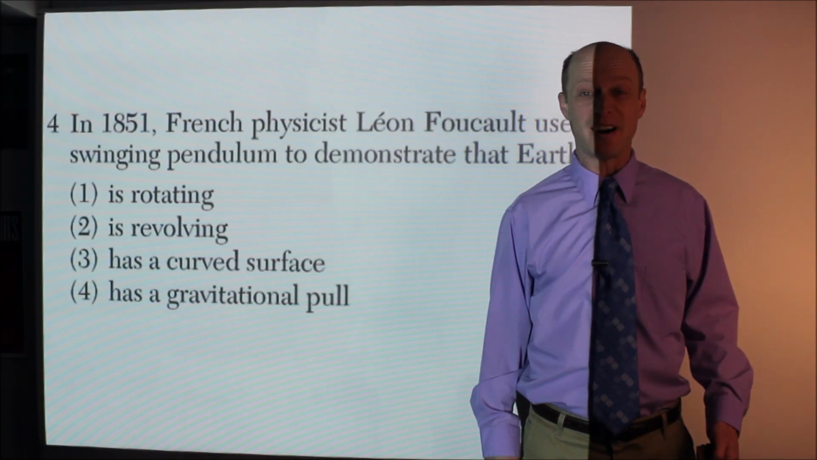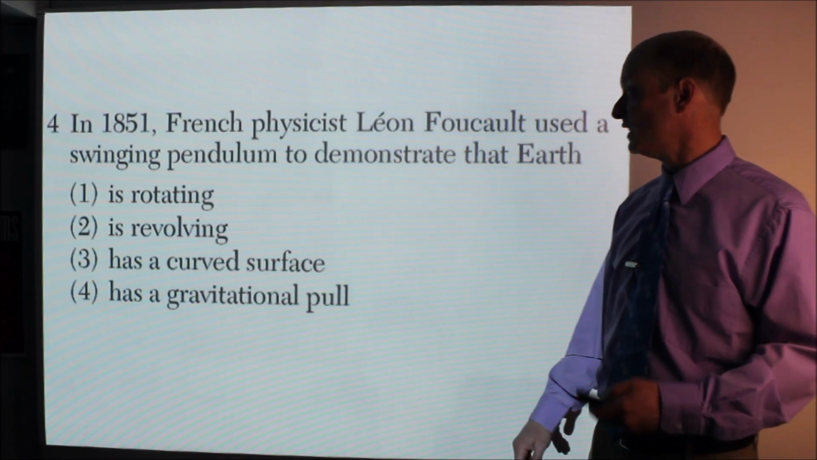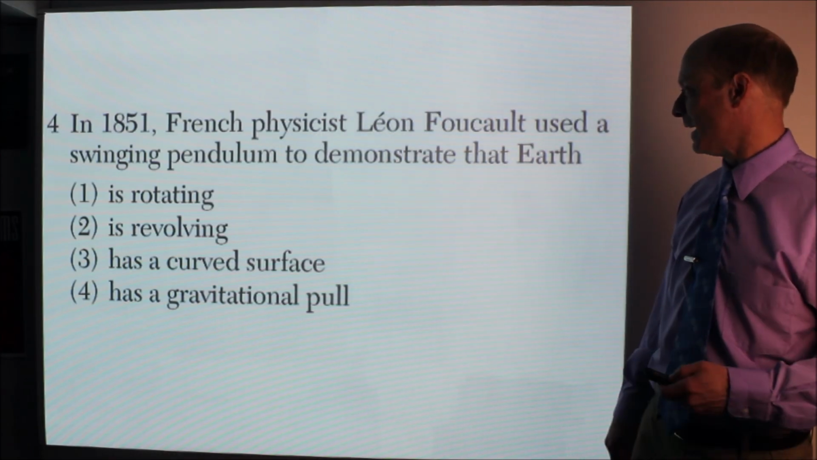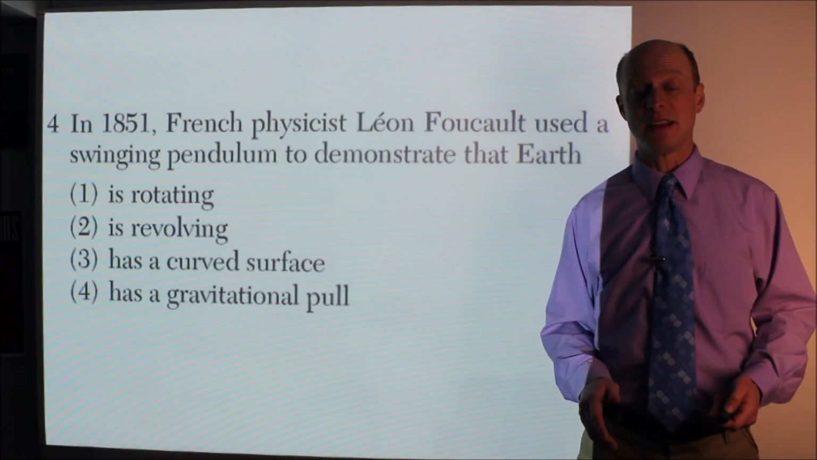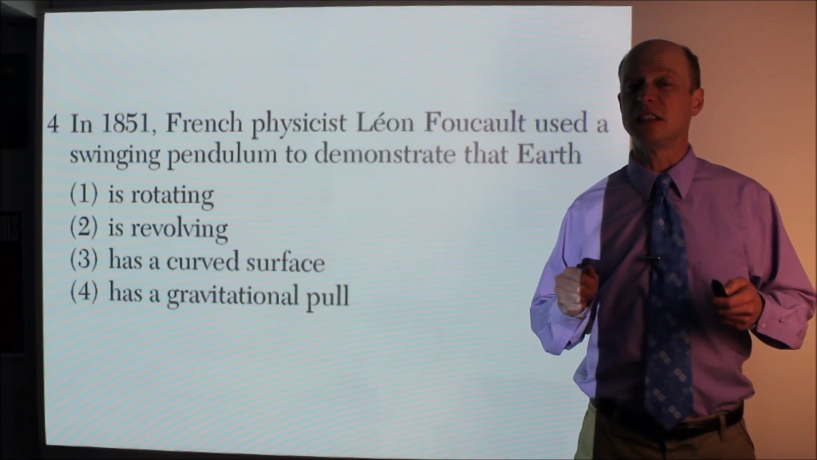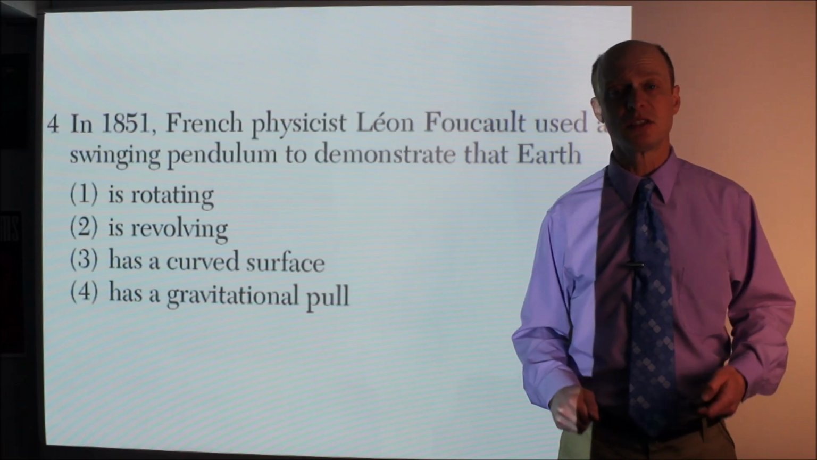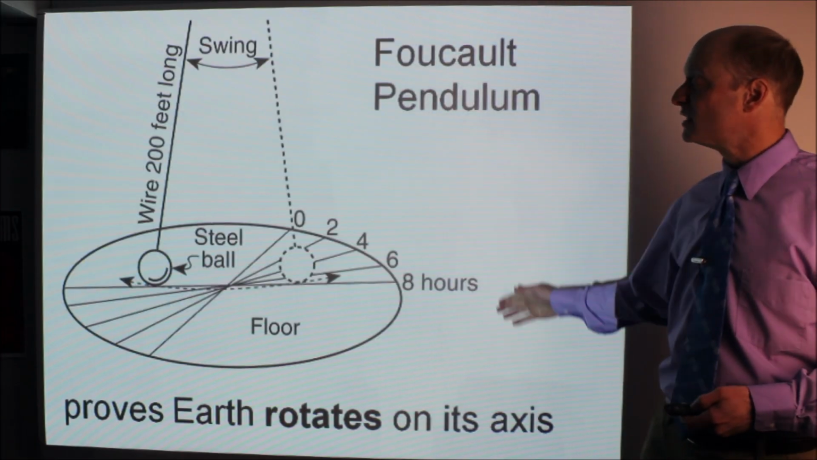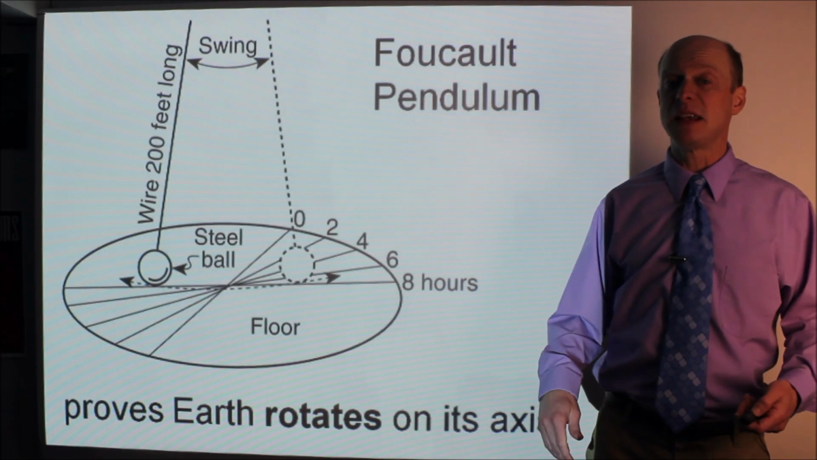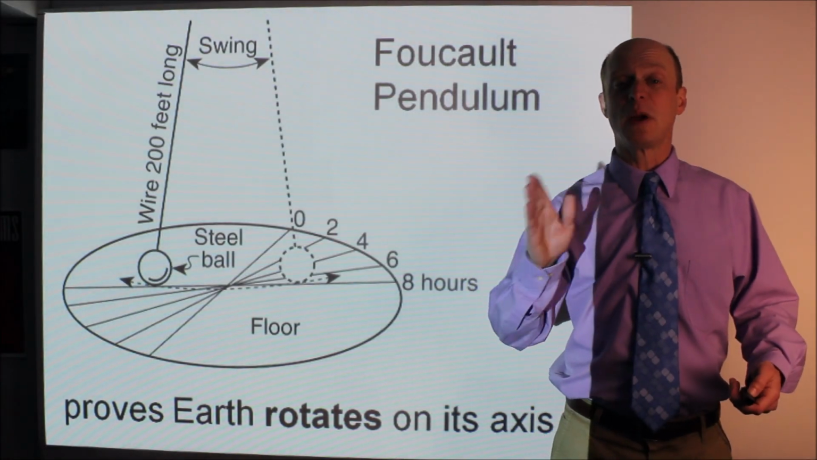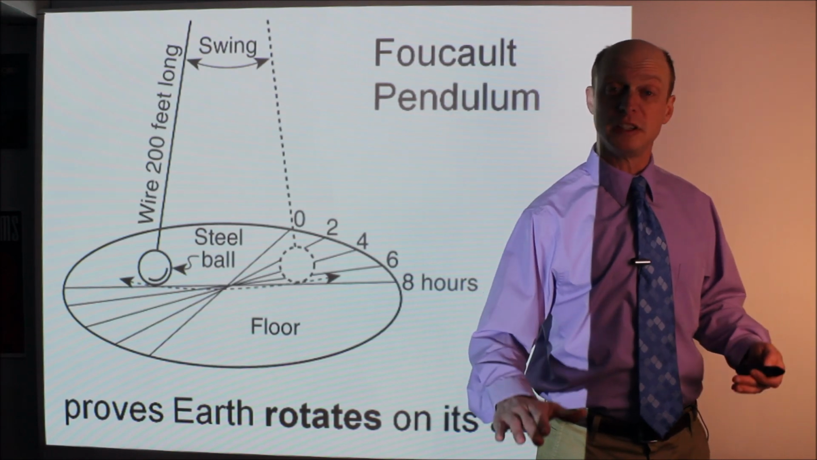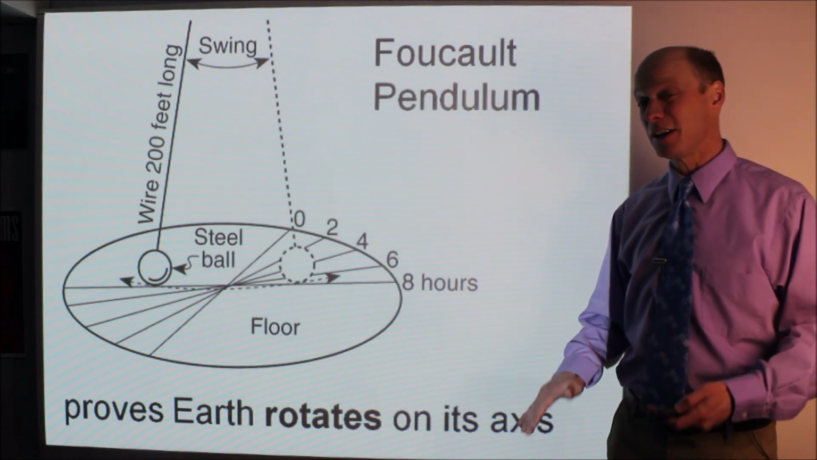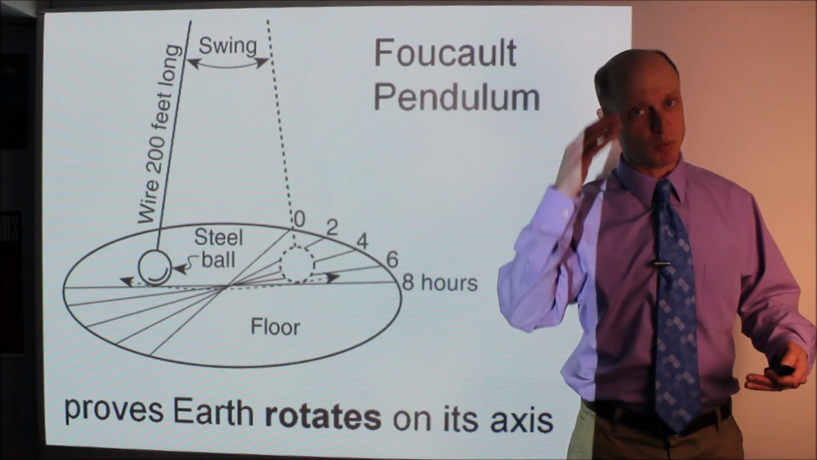Question number 4. In 1851, French physicist Leon Foucault used a swinging pendulum to demonstrate that Earth did what? So, Foucault pendulum. I hope that you've seen some sort of diagrams or demonstrations of this already, but this is a diagram of what it looks like. And basically the Foucault pendulum swings back and forth in a straight line, but over time it appears to be moving compared to the floor. And that is because the Earth is rotating beneath it, which is crazy.